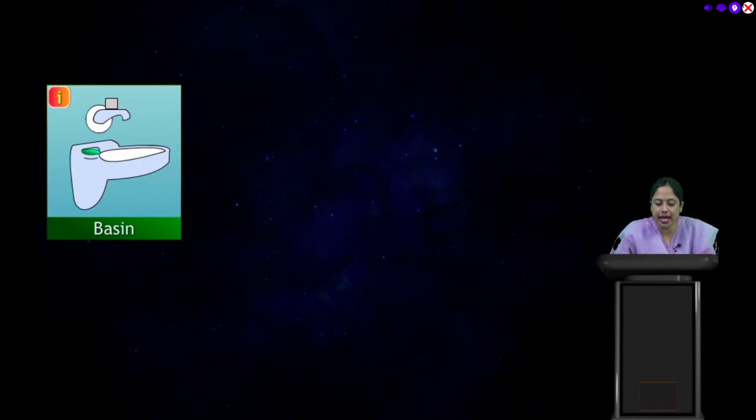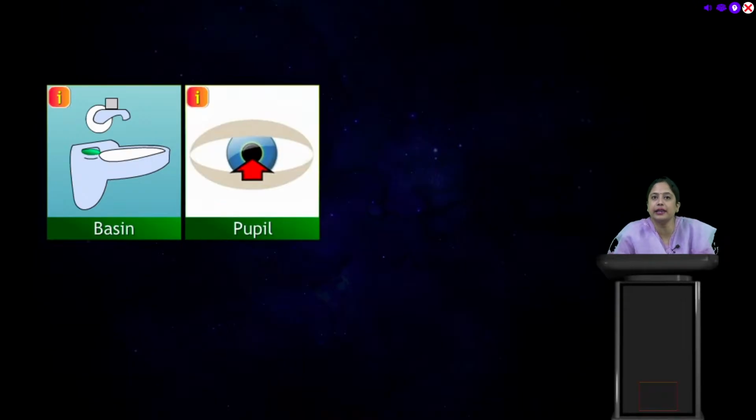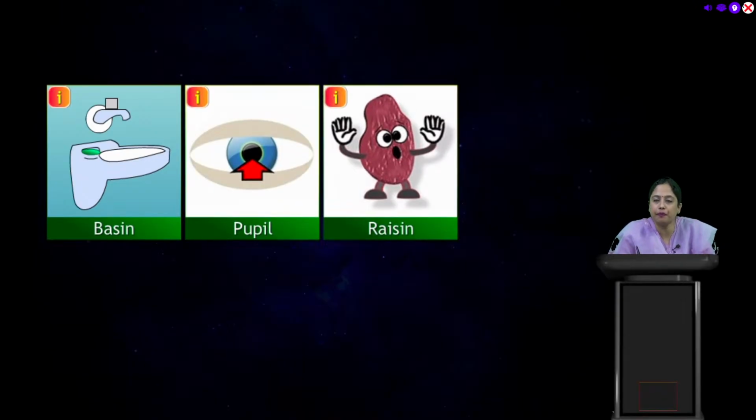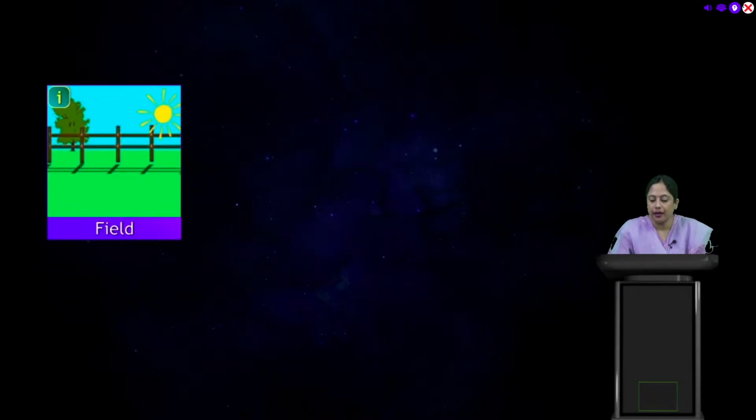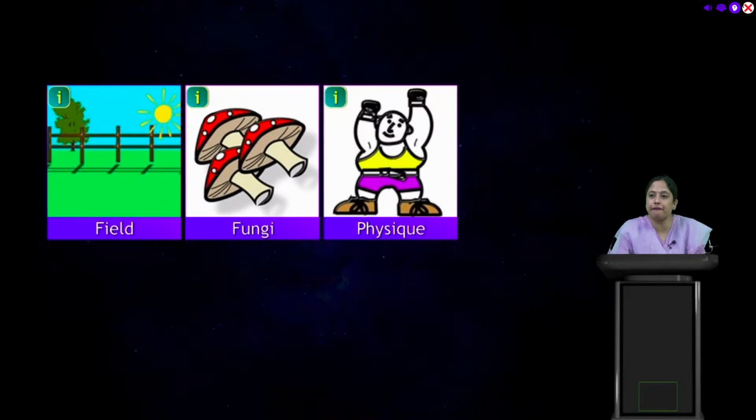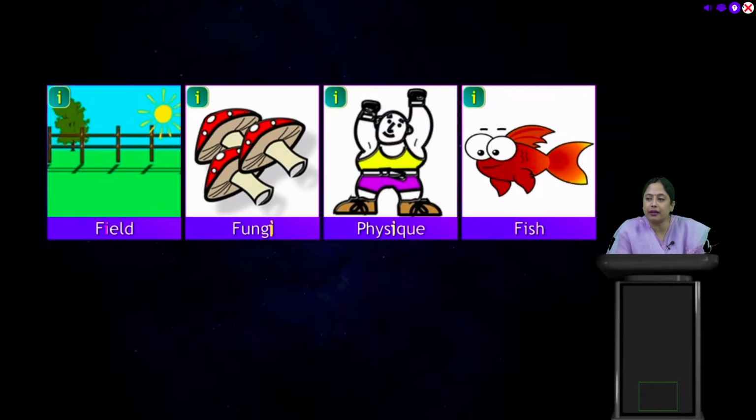Sometimes the letter I is once again very long, as in basin, as in pupil, as in raisin, as in tissue. Basin, pupil, raisin and tissue. Here also the I is long and stretched. We have more such words like field, fungi, physique, fish. This is where most people would go wrong. Most people tend to mispronounce these words.